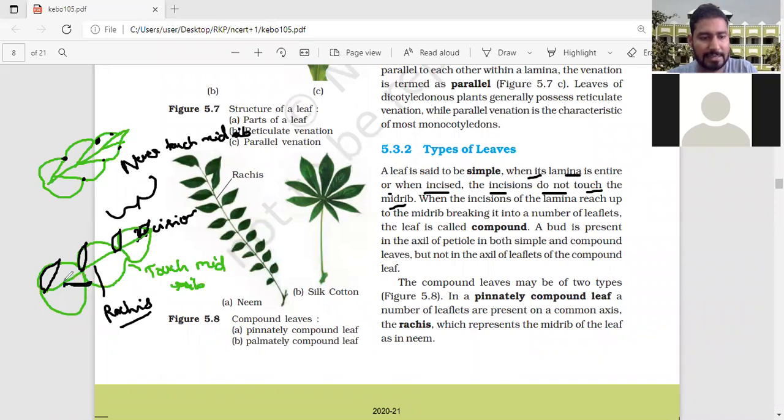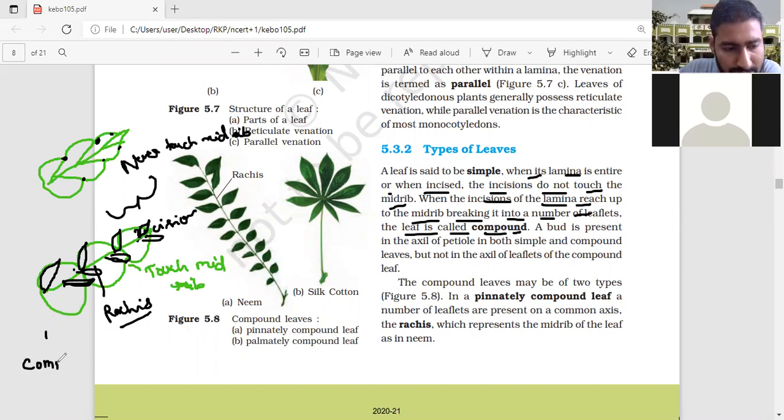This leaf gets converted into small leaflets. Are you getting or not? This type of leaf is known as the compound leaf. Now you can read: when the incision of the lamina reaches up to the midrib, breaking it into a number of leaflets, the leaf is called a compound leaf. I told already, such type of leaf is known as the compound leaf.